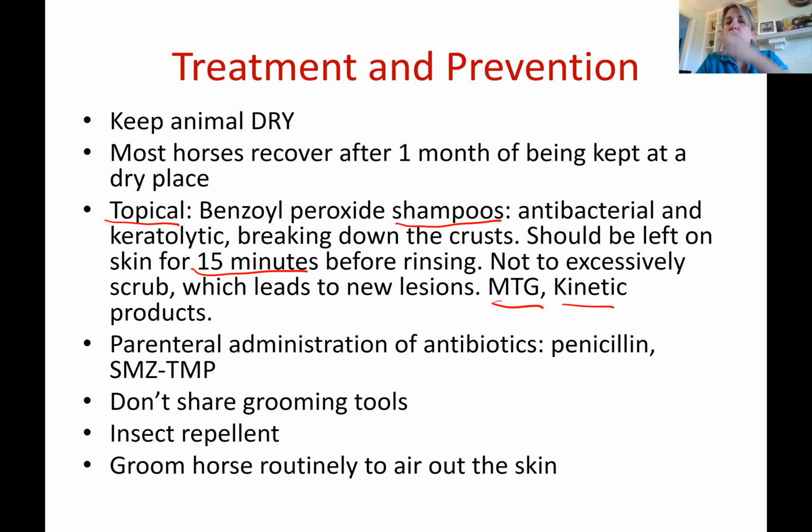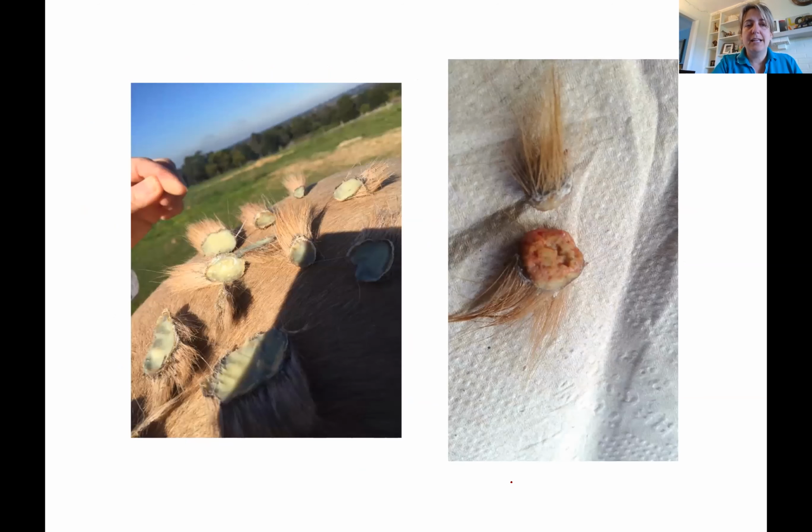Then you can remove the ones that have easily come off, as opposed to excessively trying to remove all the scabs. Don't share grooming tools. Insect repellent is important because insect bites can be the source of the little lesion. And when you groom your horse routinely, you allow air to actually get to the skin, and this bacteria doesn't love oxygen.